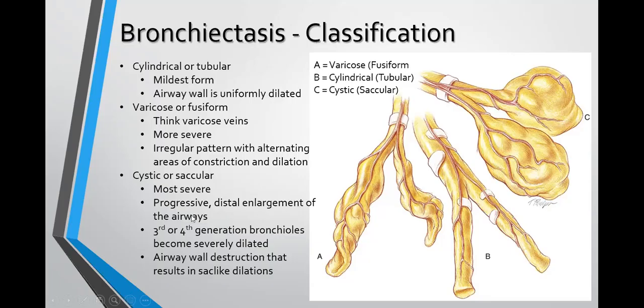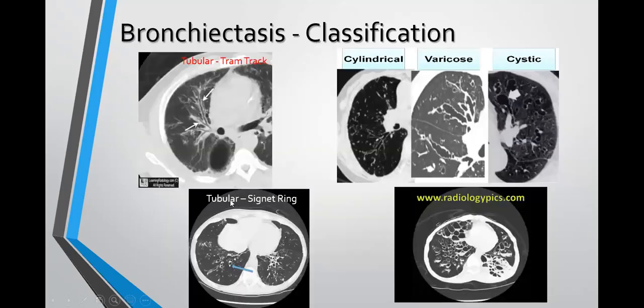Progressive distal enlargement of the airways, third or fourth generation bronchioles, right? They become severely dilated at the bottom of the bronchiole. The airway wall destruction results in sac-like dilations. They turn into sacs. So bronchiectasis has three types: cylindrical, varicose, and cystic. Cylindrical is the mildest form, varicose is the second most severe, and cystic is the third, the most severe.